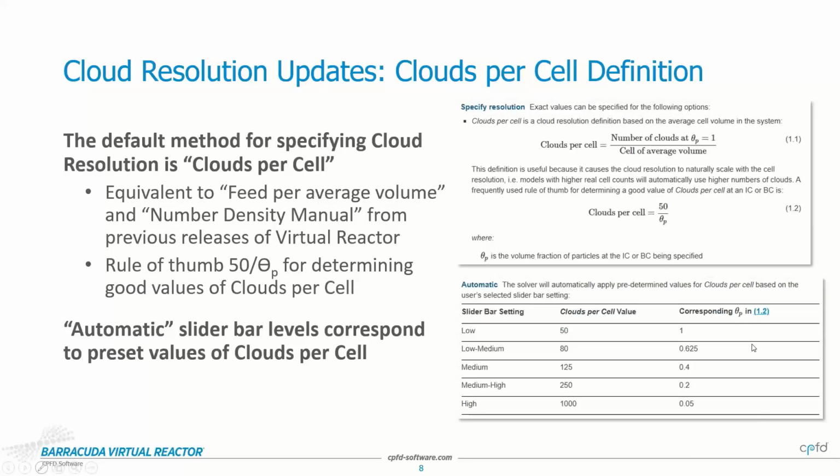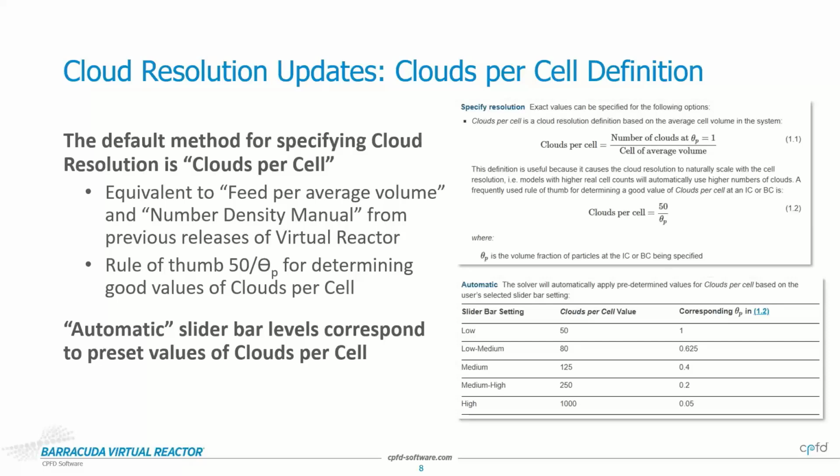As I mentioned, the default basis for cloud resolution at all ICs and BCs in version 24.1 is clouds per cell. And it's important to understand how this is defined. The equations and tables shown here are from the user manual, and I encourage you to read these sections of the manual if you want more detailed information.